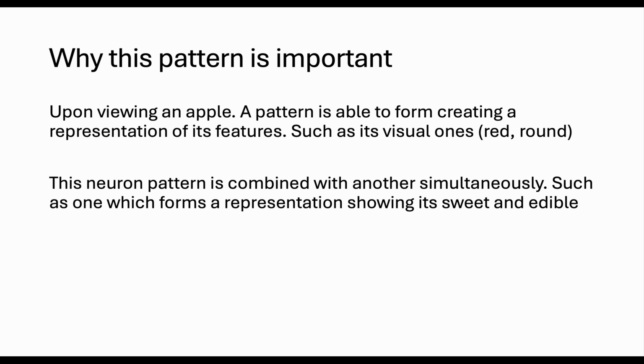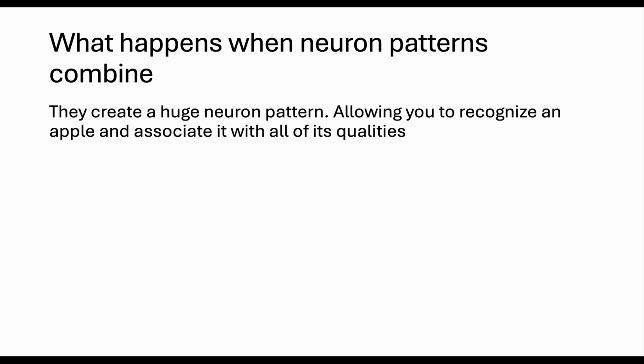So once you recognize and look at an apple, for example, it will cause similar or associated neural patterns to also fire, because those patterns have been learned to be associated with the apple, such as you being able to eat it. So what happens when neuron patterns combine?